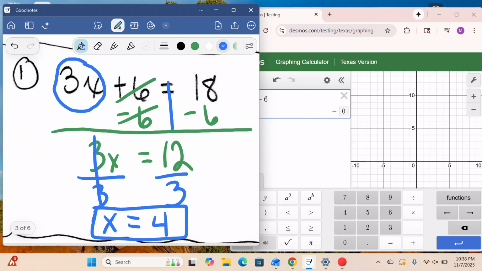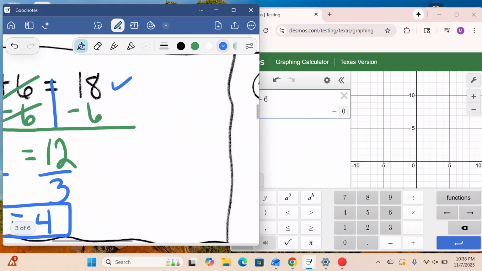Now, if I don't believe myself, I go back to the equation and check my work. I say 3 times a number plus 6 equals 18. I substitute 4 for x, so 3 times 4 is 12, plus 6 equals 18. That means my problem is correct. So that is a simple way of how to solve an equation.